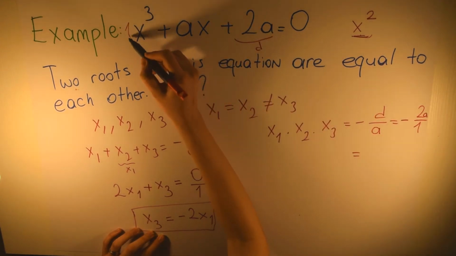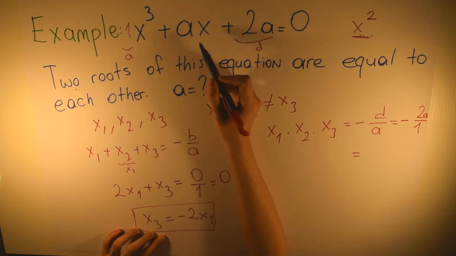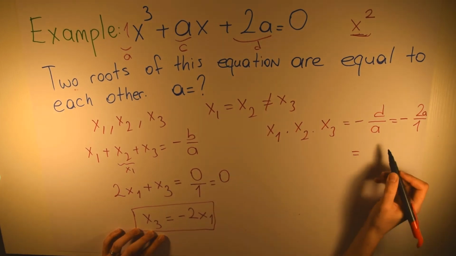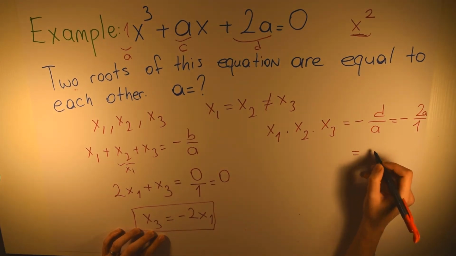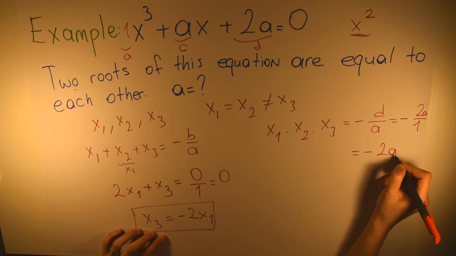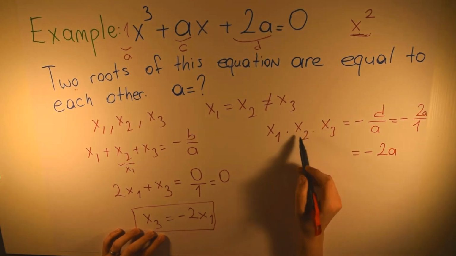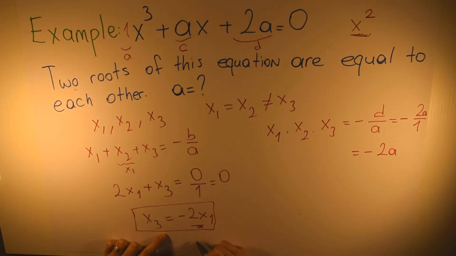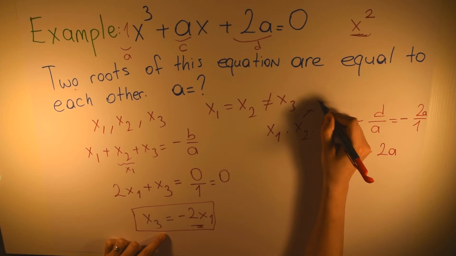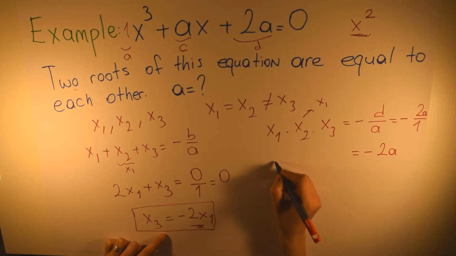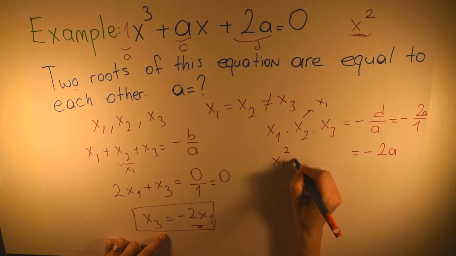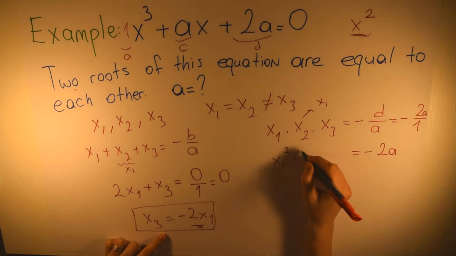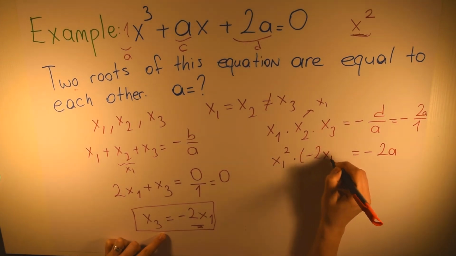Okay, this 1 is our a, and we don't have b, that's why it's 0, and this is our c, right? So from here I will get minus 2a. Here also, instead of x3 I can write this value, right? And also this x2 is equal to x1, so this is going to be x1 squared times, instead of x3, I will write minus 2x1.